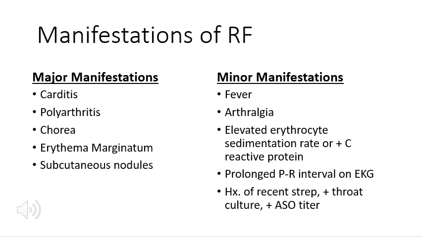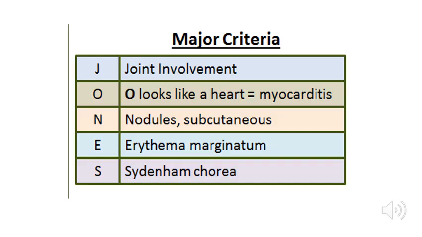Joint inflammation may occur in large joints. This inflammation can be migratory and move from joint to joint. Subcutaneous nodules can also be noted over bony prominences and along tendons. The nervous system can be affected in severe cases. Sydenham chorea is a syndrome of aimless movements of the extremities and facial grimacing. This slide just shows a mnemonic to help remember the major criteria.